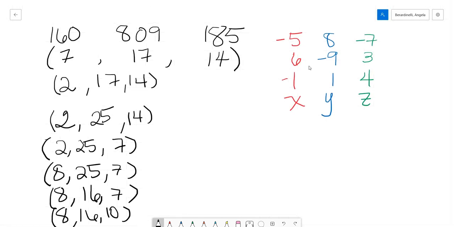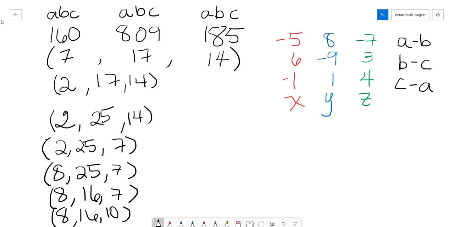If we think of each triple as A, B, C, the first row is A minus B for each, the x, the y, and the z. 1 minus 6, 8 minus 0, 1 minus 8. The second row is B minus C. The second digit minus the third digit, 6 minus 0, 0 minus 9, 8 minus 5. And then C minus A, third digit minus first digit. 0 minus 1, 9 minus 8, and 5 minus 1.